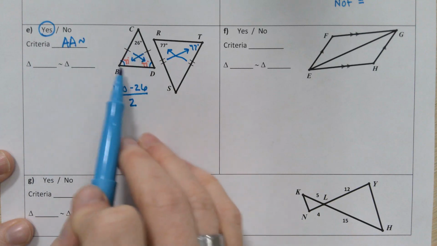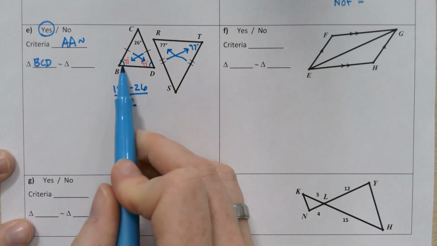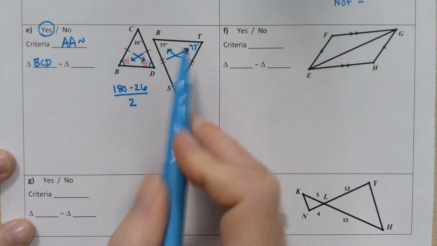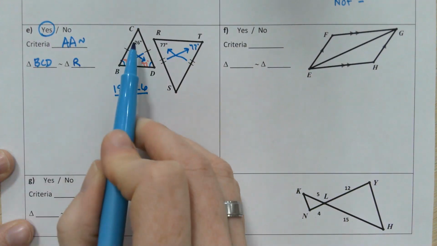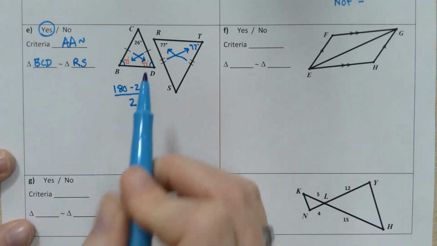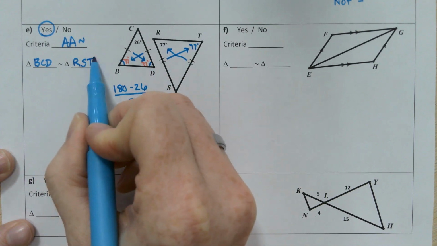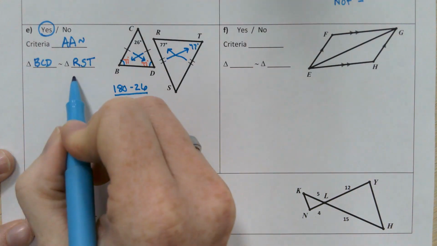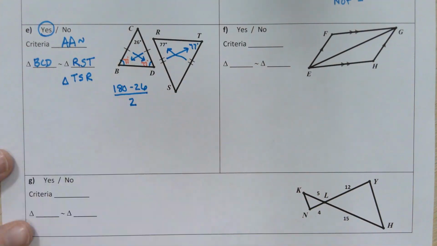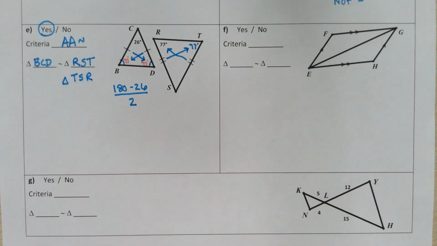So if we start over in this triangle, I'm going to call this triangle BCD. Angle B is 77, so it could correspond to R or T. Angle C is not 77, so it has to correspond to S. But then D could have corresponded to R or T. Since I already used R, I'm going to use T. But it would be perfectly acceptable for you to also have written TSR as the name of that triangle. Since those two angles match, you can flip your R and your T and still have a correct correspondence.